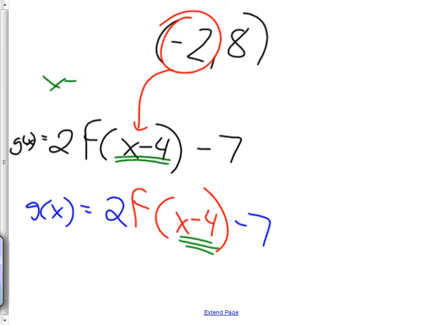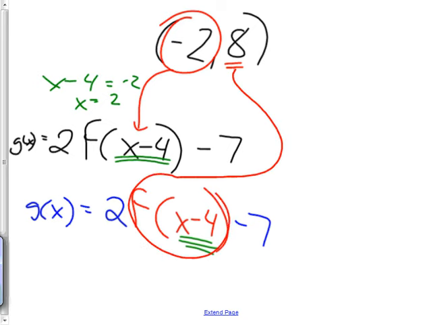So x minus 4 is negative 2. And then you just add 4 to both sides. x equals 2. Then I go to the y side. Here's y. Where does that go? And this is more confusing for people. The 8 goes in for all of this.